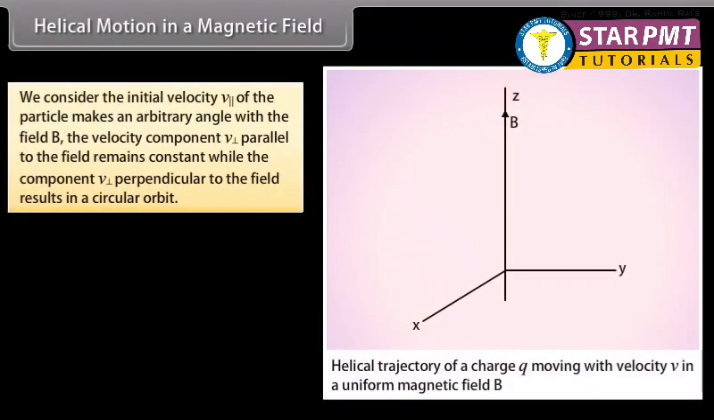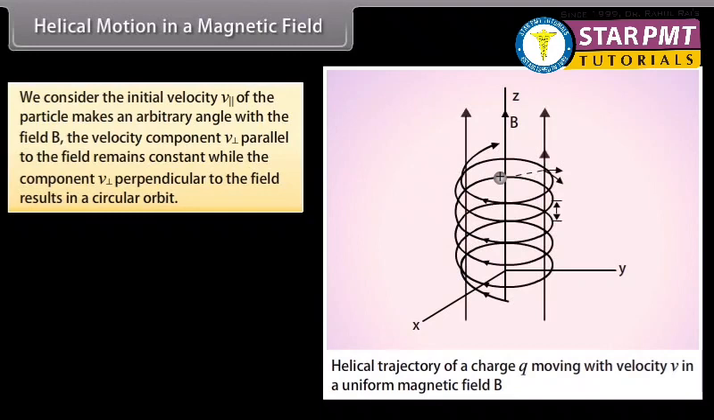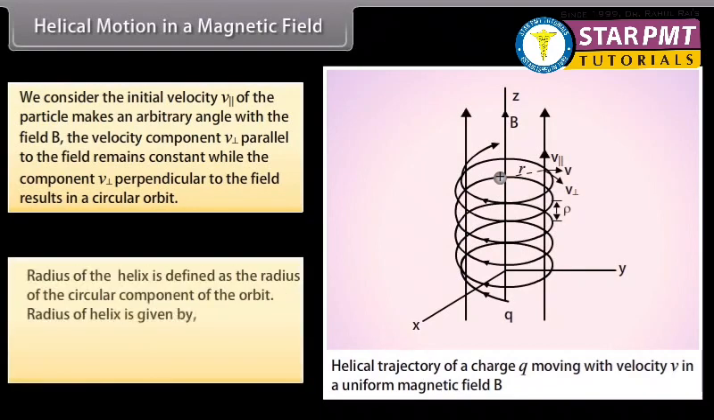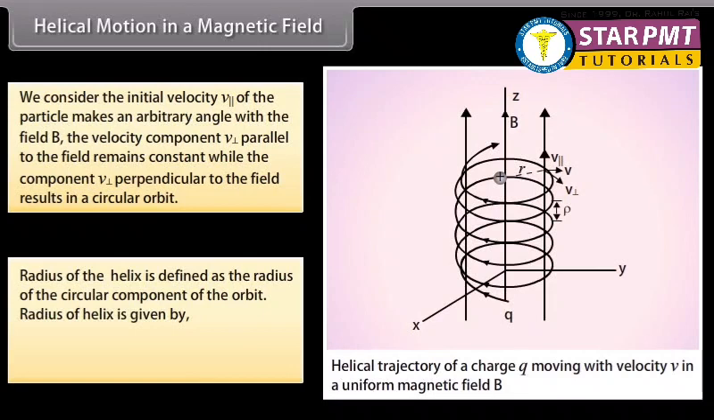Helical motion in a magnetic field. We consider the initial velocity v of the particle that makes an arbitrary angle with the field B. The velocity component parallel to the field remains constant, while the component perpendicular to the field results in a circular orbit. Radius of the helix is defined as the radius of the circular component of the orbit. Radius of helix is given by the perpendicular component of velocity divided by angular frequency, which is equal to m times the perpendicular component of velocity divided by qB.